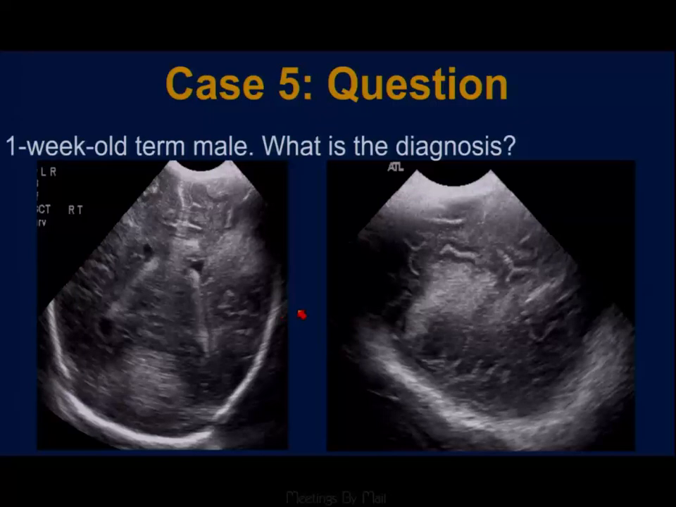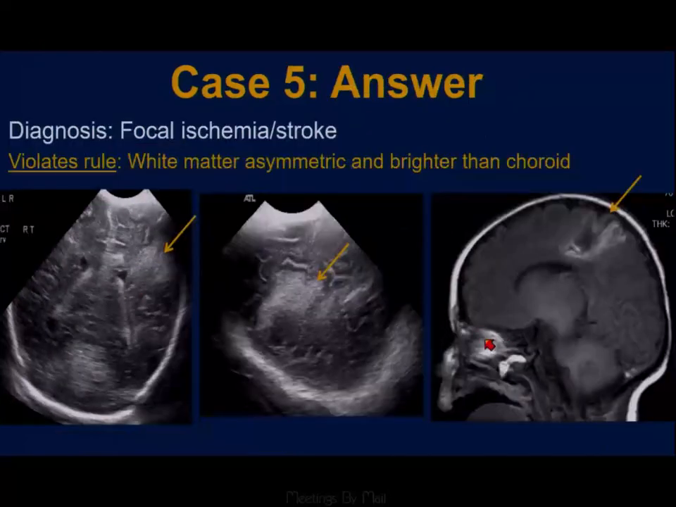Here's another one, 1-week-old male, and we're looking for a diagnosis here. And again, this is nice because I've given you the coronal and sagittal, and in the coronal you see some white matter asymmetry. In the sagittal you can confirm that. And so this was actually a focal ischemia and stroke. And again, the white matter asymmetry, and it was brighter than the choroid, and this is confirmed nicely on the corresponding MRI.